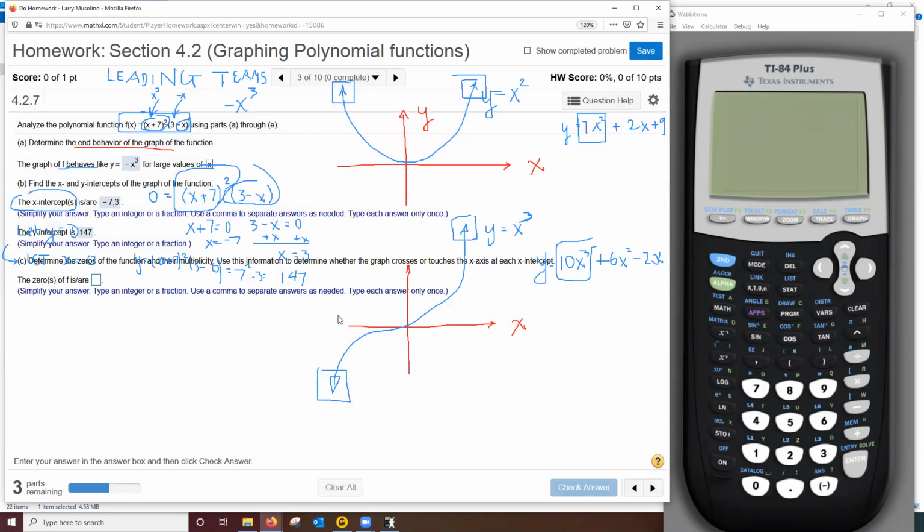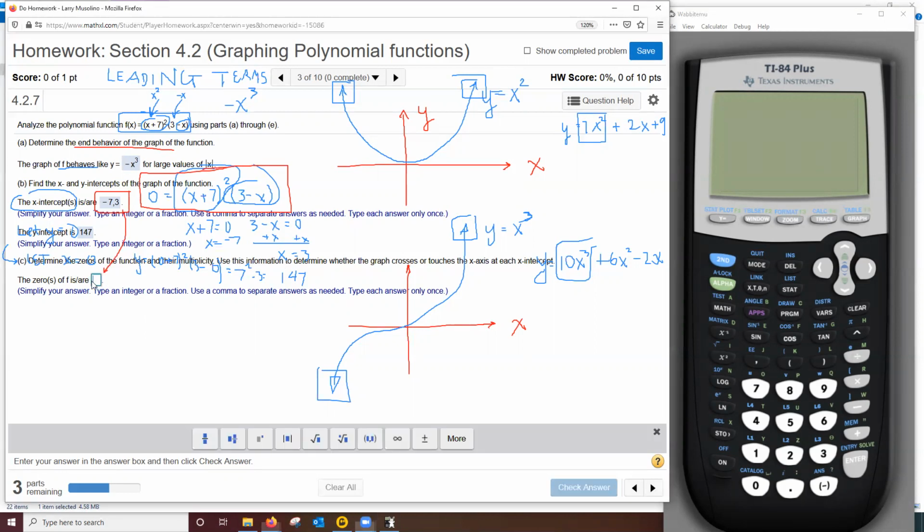What are the zeros of this function? Well, actually, if I think back, zeros and x-intercepts are one and the same. Remember, a 0 is really an x value where the y is 0. But that's exactly what we figured out back here when we were figuring out x-intercepts. We set the y value equal to 0. So the answer here is going to be exactly the same as the x-intercept answer. So x-intercepts and zeros are really the same thing. So I'm going to enter -7, 3 for that.